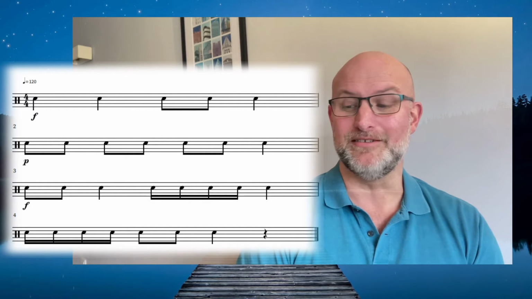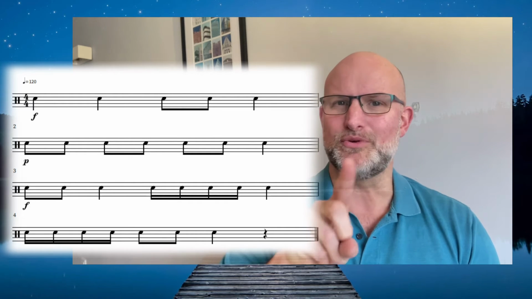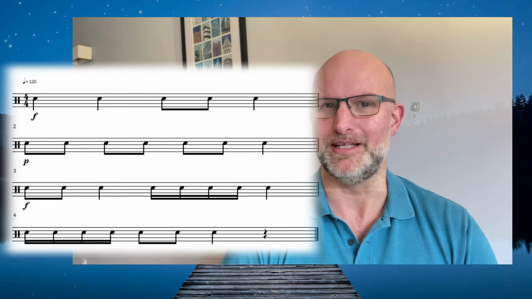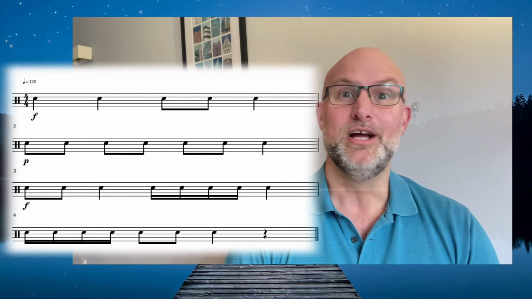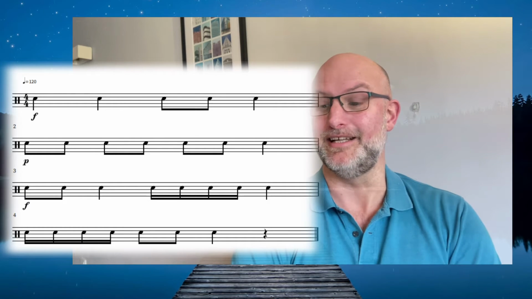Fantastic. And the final line has got a chicken tikka at the beginning of it. And it's also got our little squiggly rest. That means there's a silent beat at the end. So line 4 will go chicken tikka, naan bread, rice. And there's our silent rest at the end.